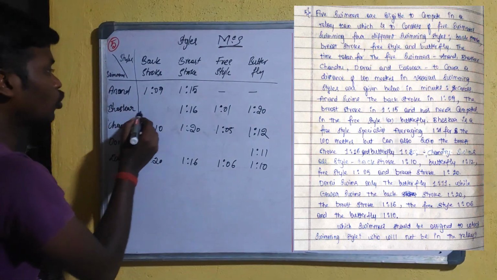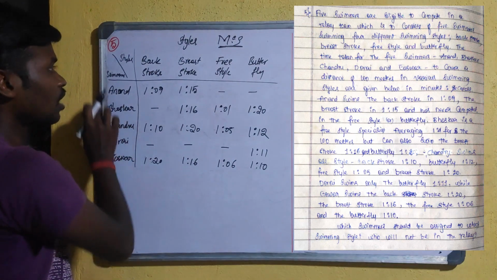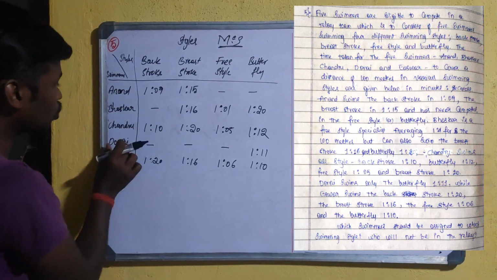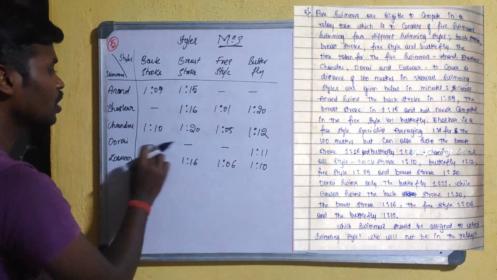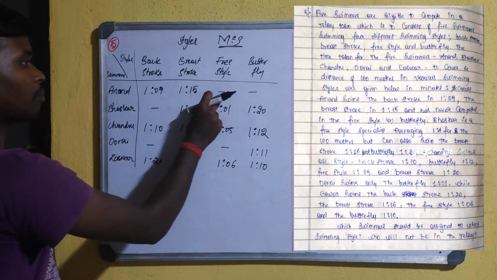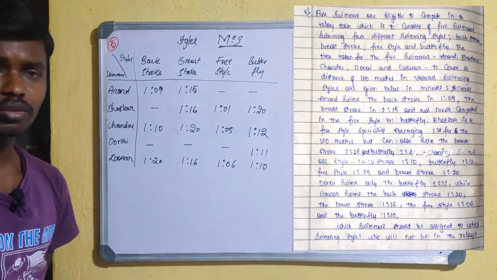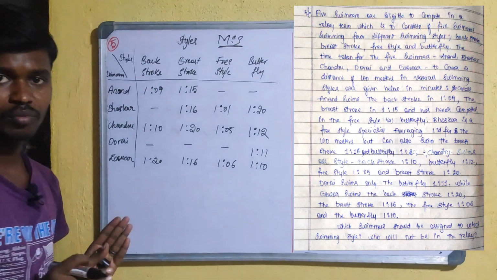So we have to ignore these cells because Bhaskar did not participate in backstroke and Dorai only participated in butterfly. In order to prohibit a cell, we have to use a dash or minus symbol, or you can use infinity or M symbol. So this is the first step.